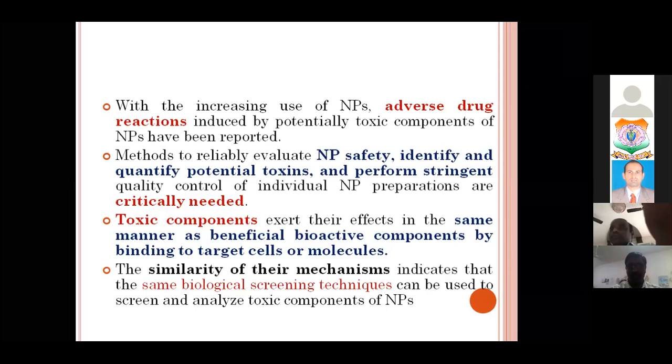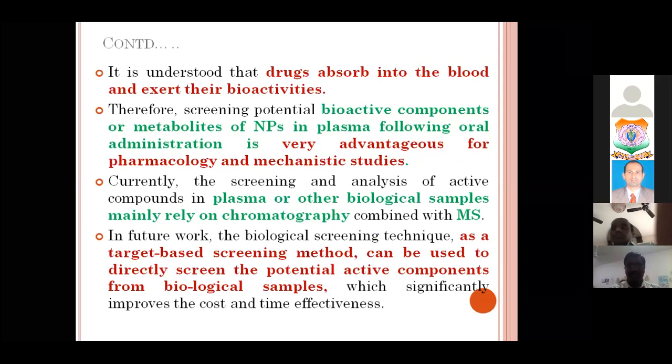Another point I want to stress here is the problem: if I have a disease, I take a tablet, and that tablet enters the blood, and the blood circulates to all other parts of the body, and then it shows some action. That means drugs are absorbed into the blood and exert their bioactivities.